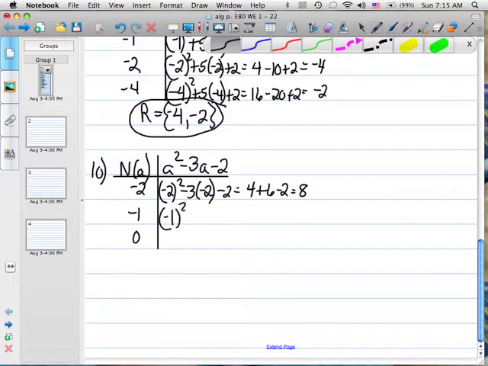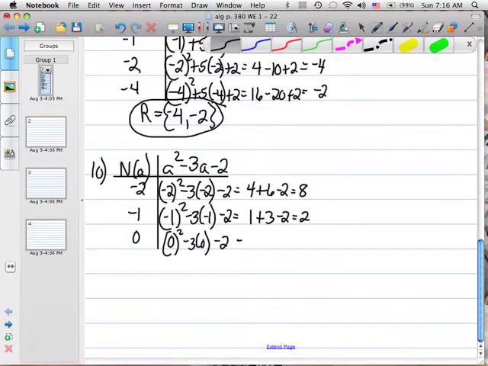Negative 1 squared minus 3 times negative 1 minus 2. Negative 1 squared is 1. Negative 3 times negative 1 is positive 3, minus 2. So 4 take away 2 is 2. And then 0 squared minus 3 times 0 minus 2. Those are 0, so the answer is negative 2. In numerical order from least to greatest, the range is negative 2, 2, and 8.